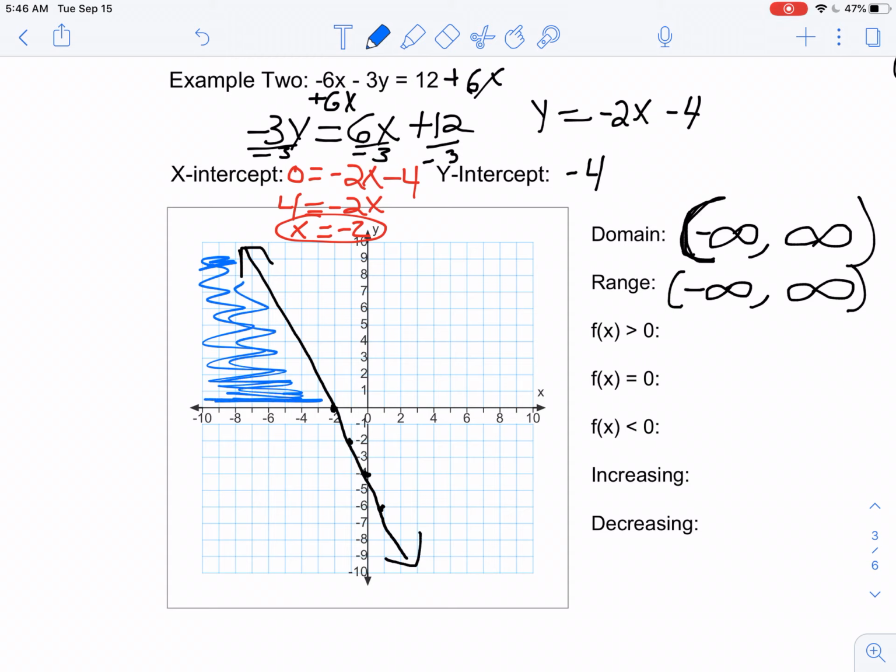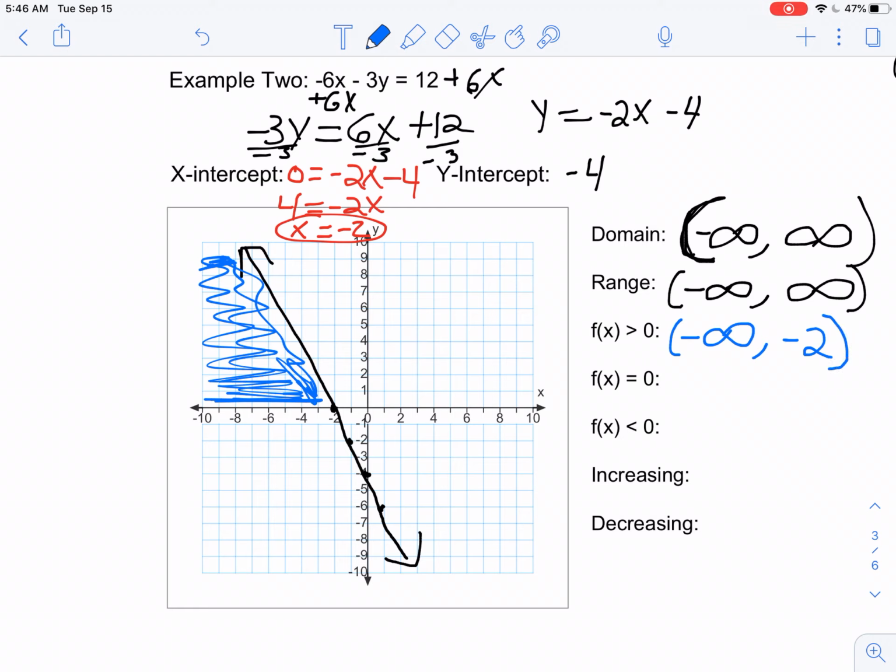And we know that this line is going to go on forever, so it's really from our point of negative 2 forever to the left. So how we're going to write that, where y is greater than 0, is going to be from negative infinity to our x-intercept at negative 2. And we know that we're going to use a parenthesis for negative 2 because at the point negative 2, it is 0, not greater than 0.